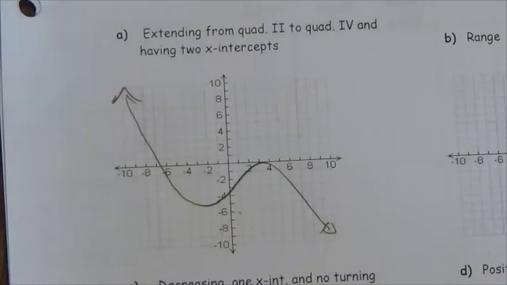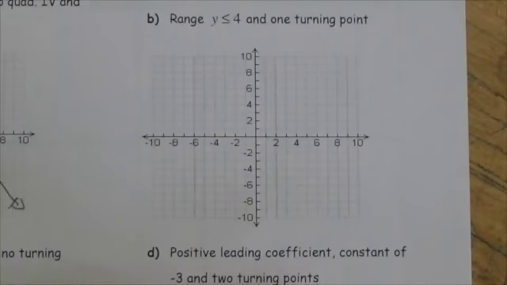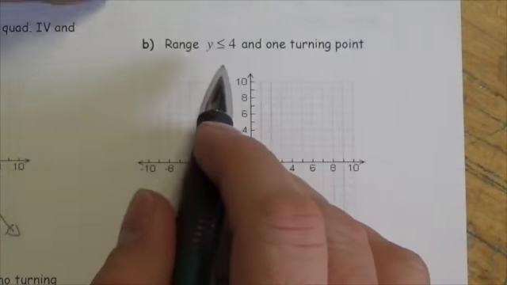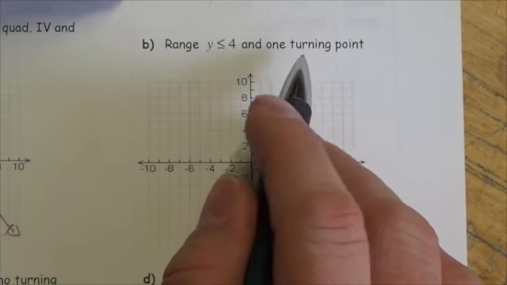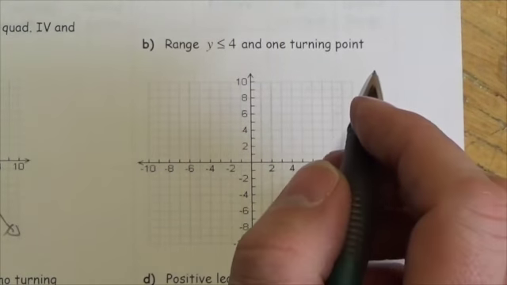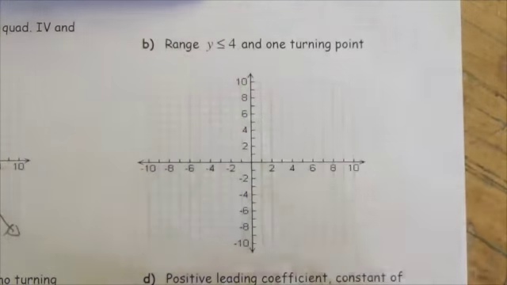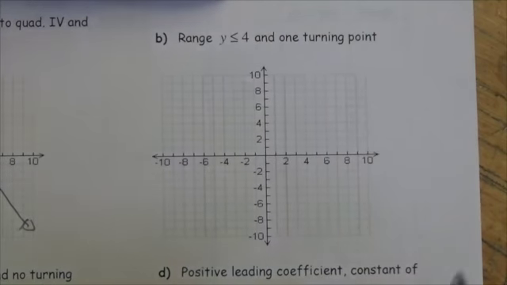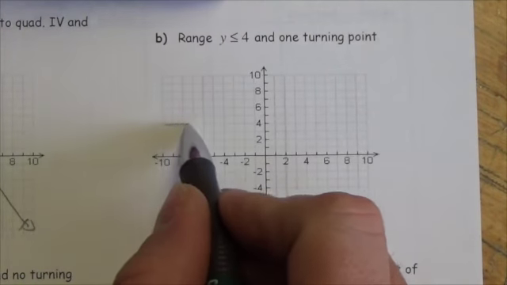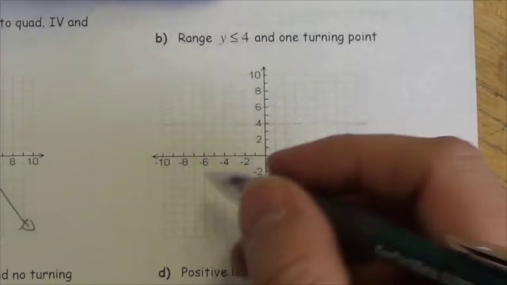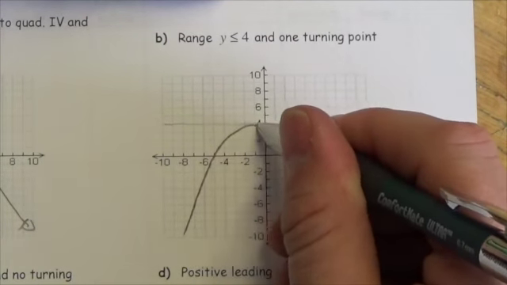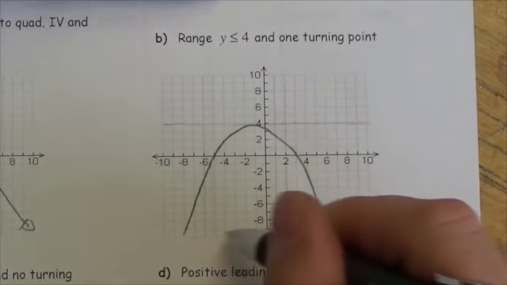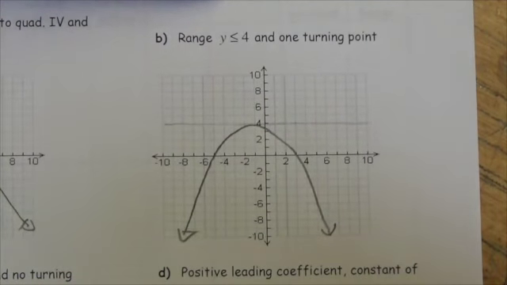Now, let's take a quick look at this next one. This one says that the range of the function we're looking for is less than or equal to 4 and has one turning point. As soon as you say one turning point, you can pretty much rest assured that it's going to be like a parabola. Here's this line at 4. We're going to come up, hit 4, and then drop back down. And that's what that's going to look like. Actually, that's a pretty good parabola, if I do say so myself.